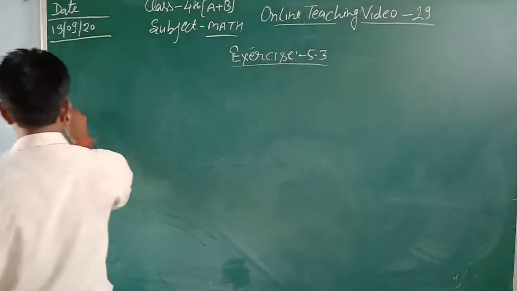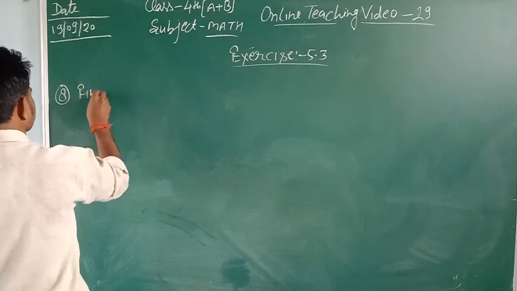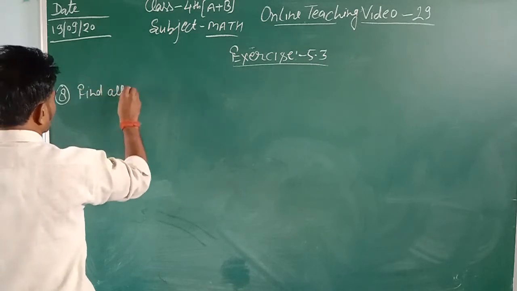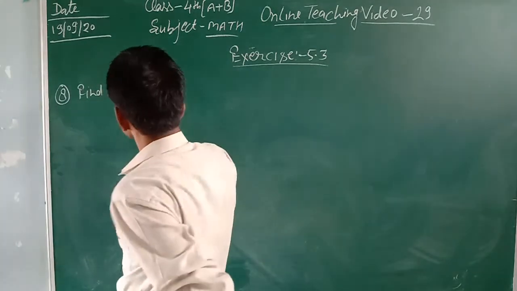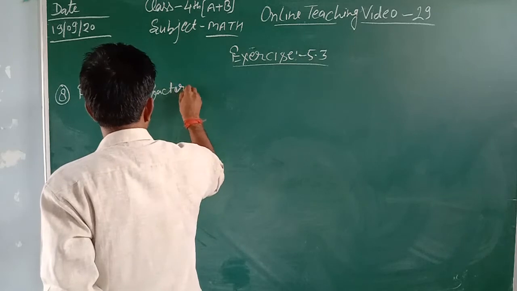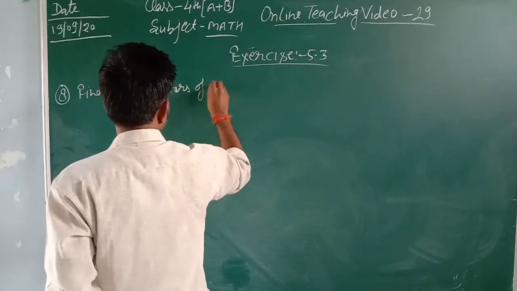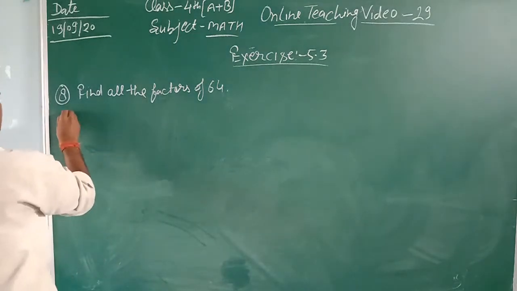So in question number 8, find all the factors of 64. हमें 64 के फैक्टर्स फाइंड आउट करने हैं.